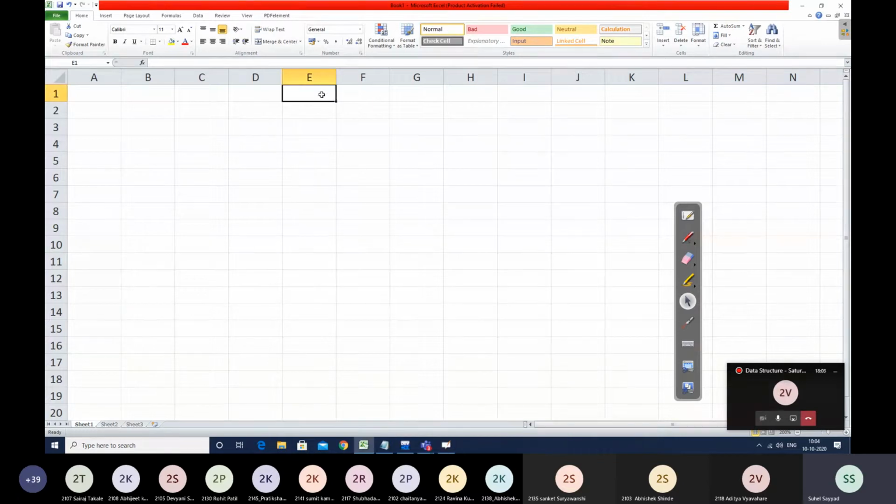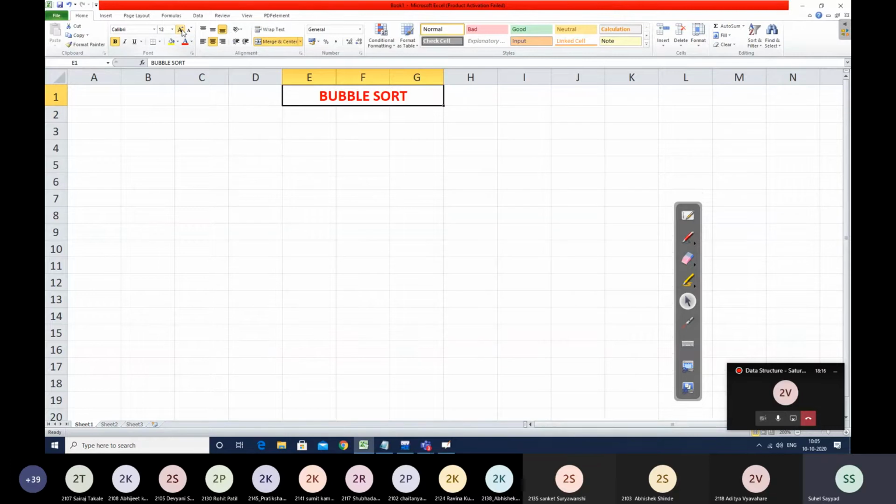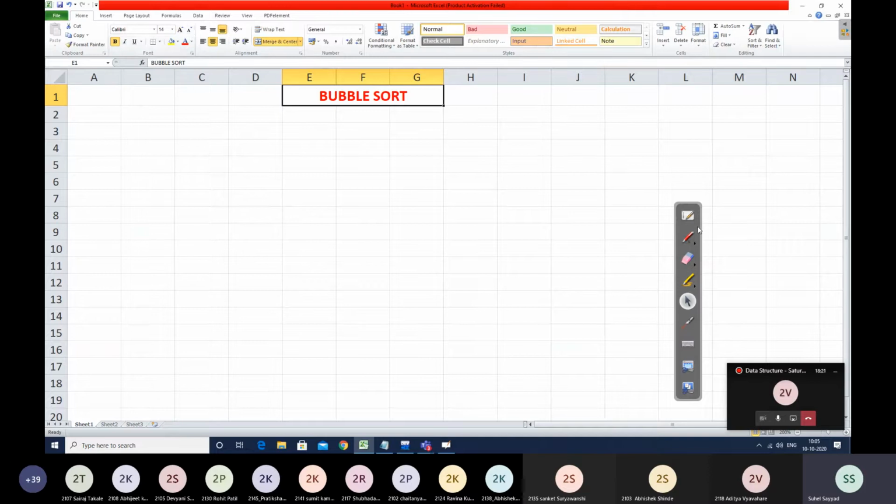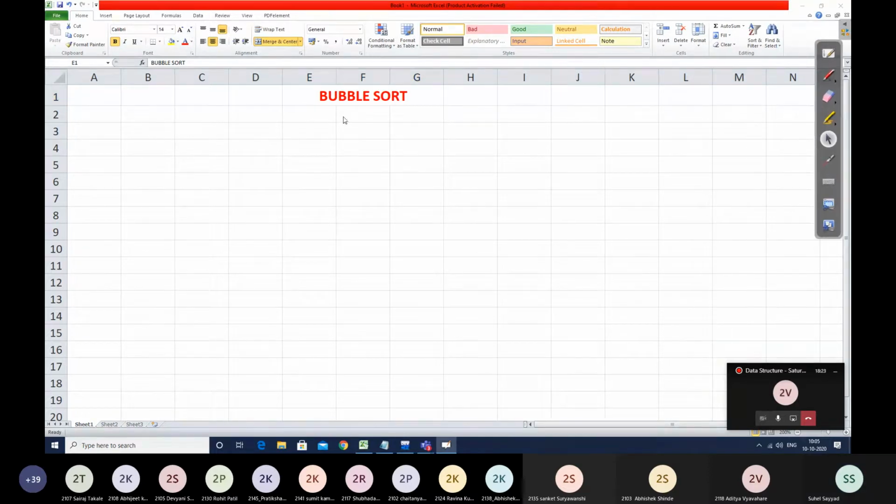Let us start with the first sorting technique that I have listed. All of you are able to see this Excel screen? Yes, sir. What we are going to discuss today is bubble sort. Is the font okay? Yes, sir. So as I told you, input to bubble sort will be an unordered set of elements and output will be an ordered set of elements.